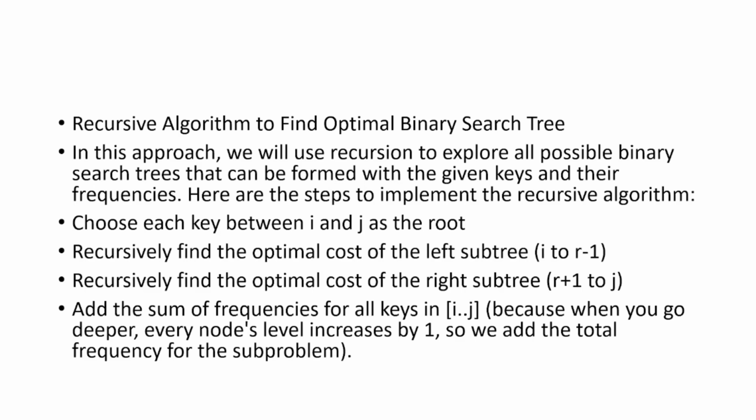These are the steps to find the optimal binary search tree, and we have to construct it with n possible keys. First, we choose a key r between i and j as the root, and recursively find the optimal cost of the left subtree, i to r minus 1, and the right subtree, r plus 1 to j. Add all the frequencies for all the keys. The key frequency is nothing but the likelihood of looking for a particular value. The objective is to find the lowest possible cost.